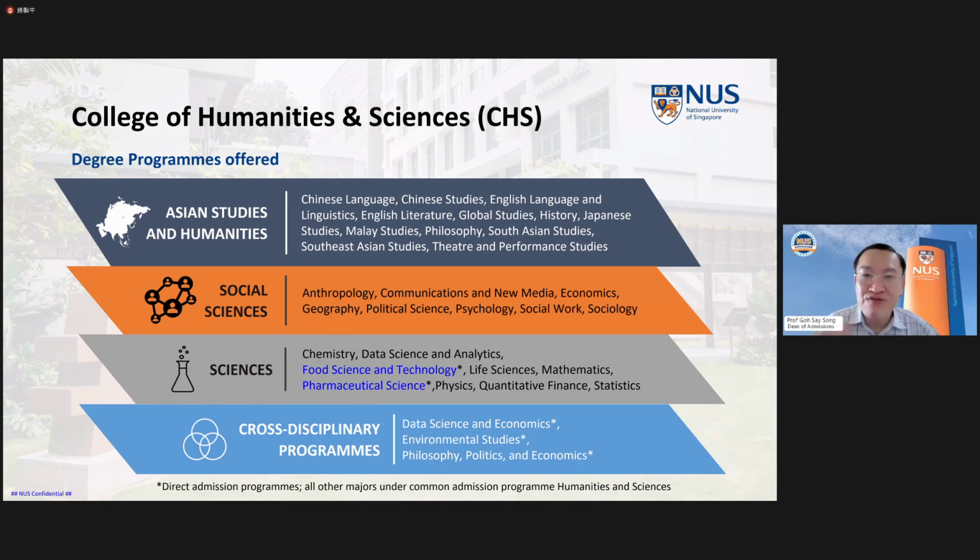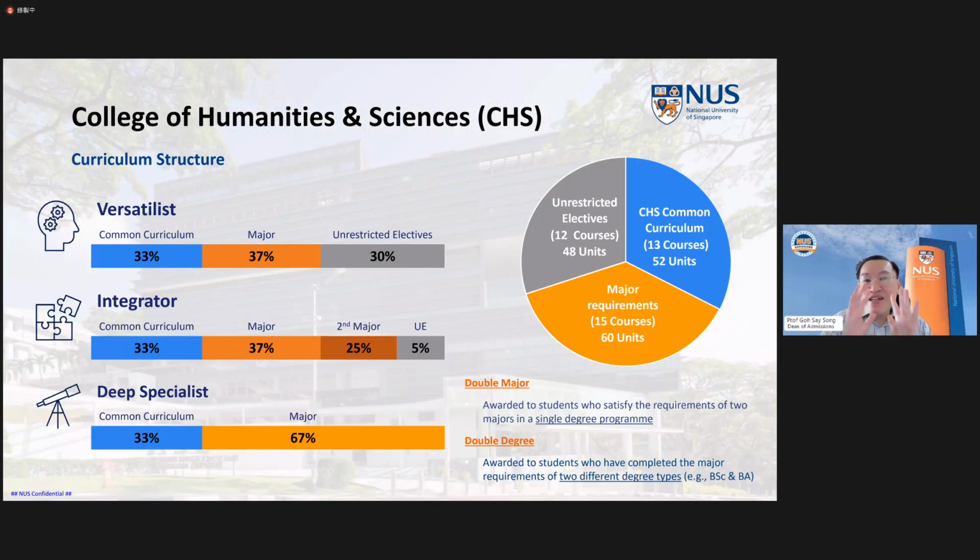We are very flexible. And likewise, if you're interested in Asian studies and humanities or social sciences like psychology, you can do that as well. So all these are definitely possible. And this actually gives you the kind of distribution. The common curriculum for humanities and sciences is 13 courses. Major requirements, 15 courses. There's a balance of 12 courses.